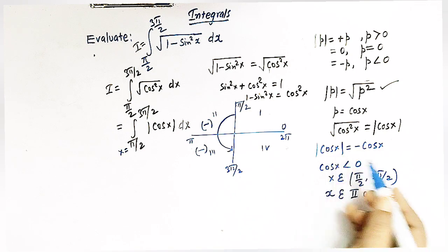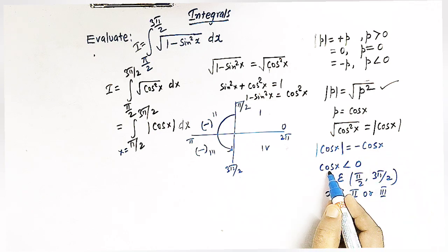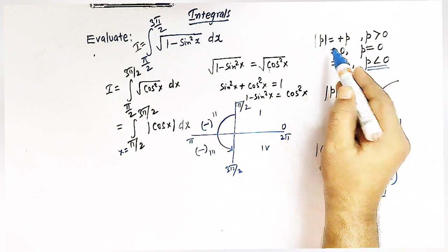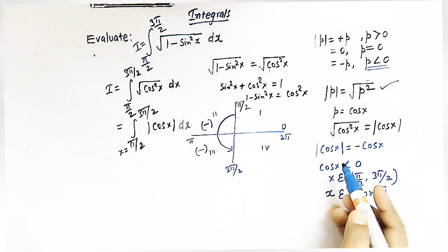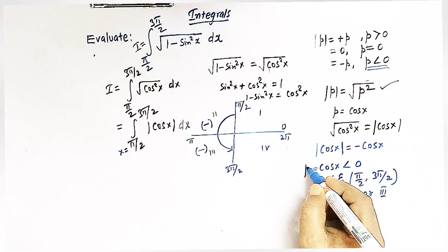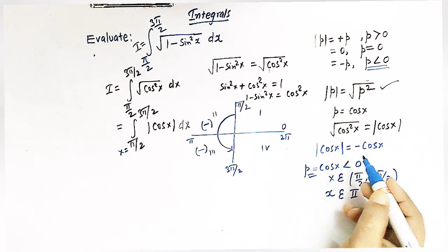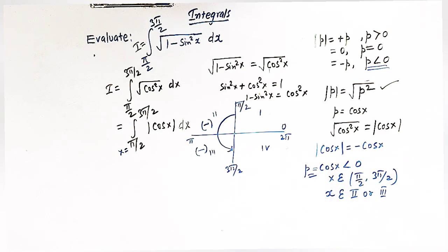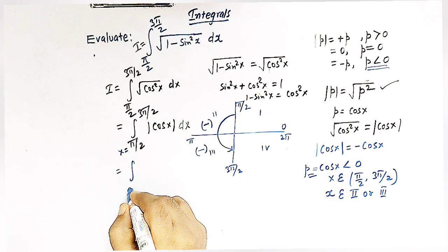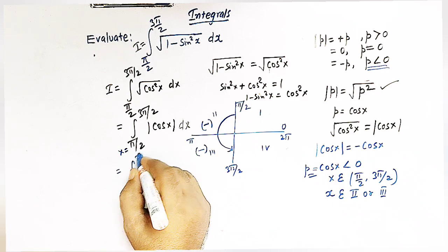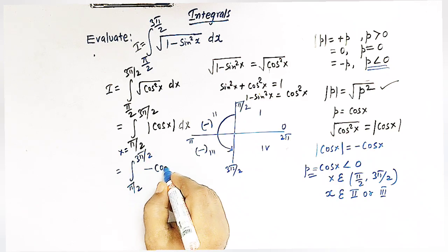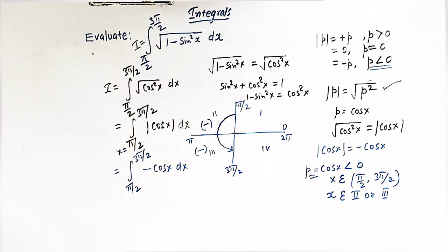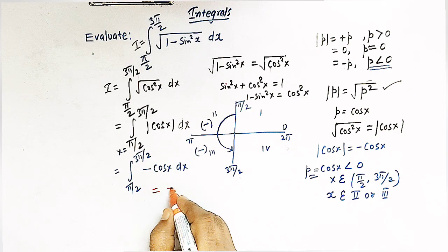So mod of cosine x is the negative cos x, because cos x is less than 0. So when we have p less than 0, then mod of p is negative of p. So here if we take cosine x as p, then mod of p is equal to negative of p, because p is less than 0. So now here we can write the integral from pi by 2 to 3 pi by 2 of minus cos x dx. So now we can easily solve this integral.